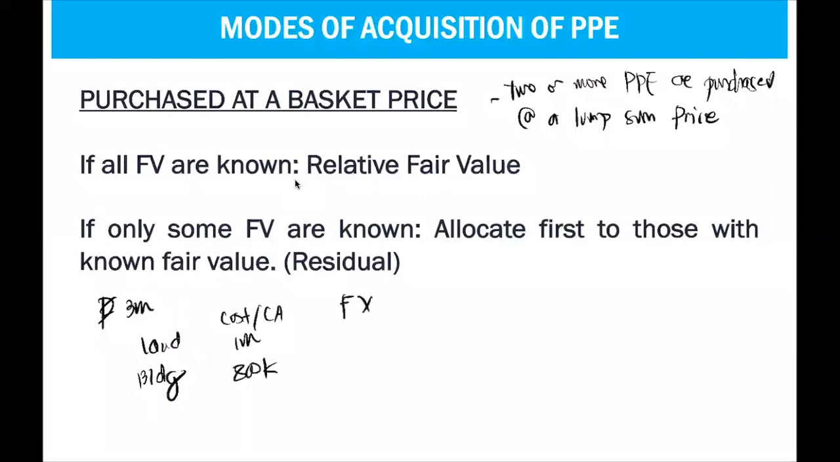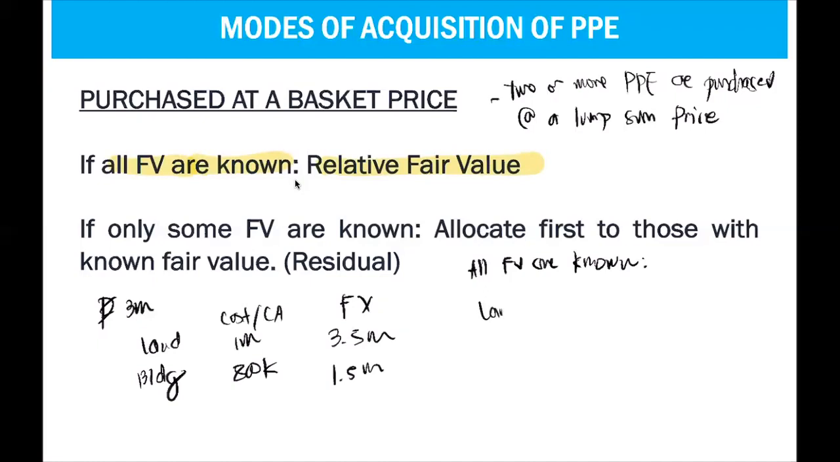The fair value of the land is 3.5 million. The fair value of the building is 1.5 million pesos. Okay? So if it's purchased at basket price, if all fair values are known, relative fair value. So all fair values are known. How do we get for the acquisition price? We use the relative fair value method.